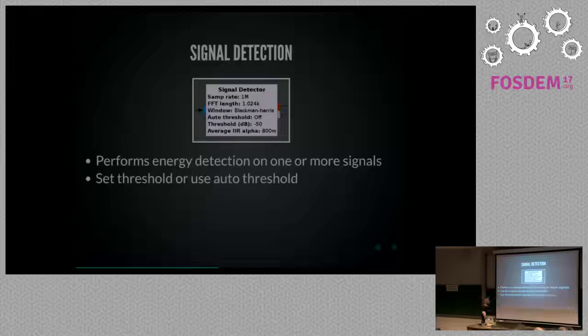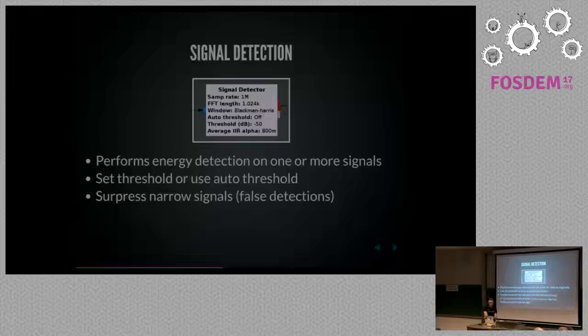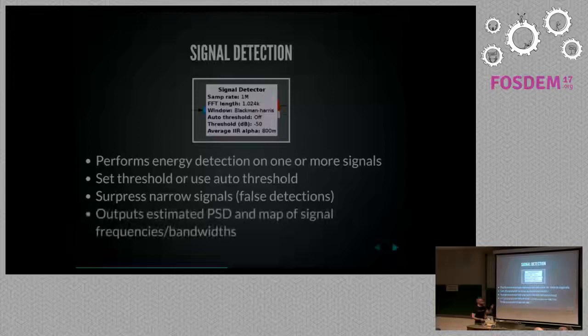There's also functionality to suppress narrow signals, which helps to avoid false detections. And the output of this block is first the estimated PSD of the input signal, and the second one, as you see, this is a message port. It passes the information about the center frequency and the bandwidth of the detected signals.